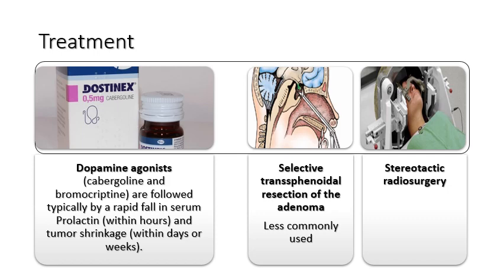But remember that the first line and the most effective, successful and curative treatment for prolactinoma is the medical therapy, as defined by dopamine agonists in the form of cabergoline and bromocriptine.